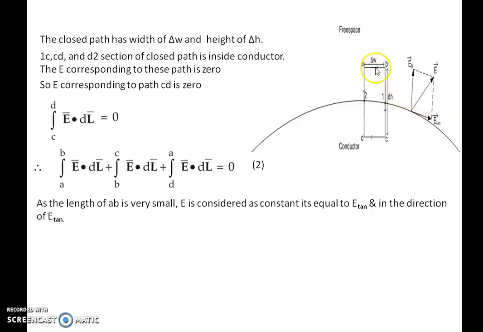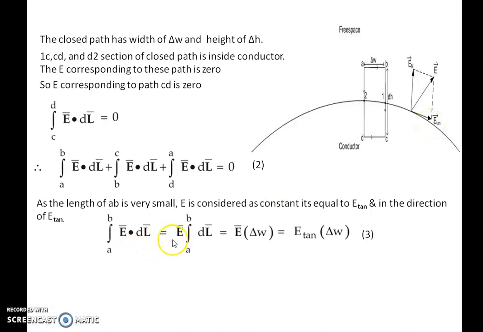So the field in this path is equal to E tan. And what is the length of this path? It is delta W. This path length is constant, and I can take the field intensity as constant, which is equal to E tan. I can write this integral from A to B of E dot dl as E, which is a constant, taken outside, times the integral from A to B of dl. What is the length of dl? It is delta W. So E into delta W, which is equal to E tan delta W. I will take this as equation 3.